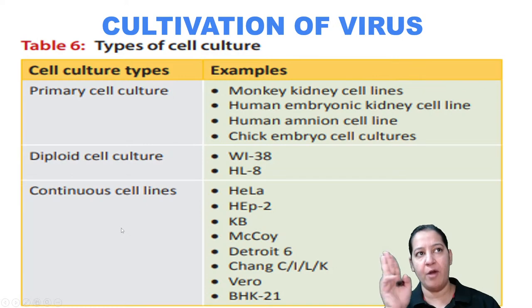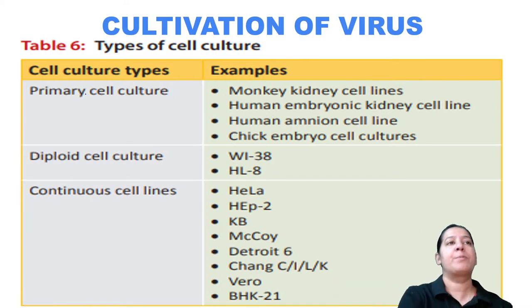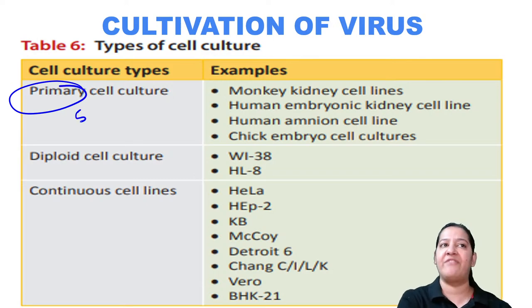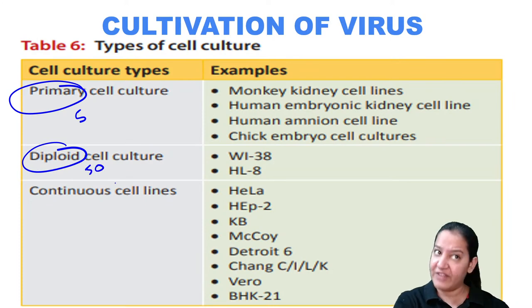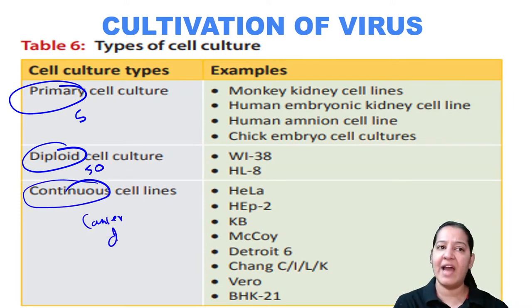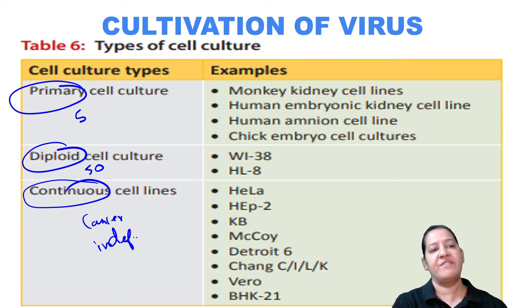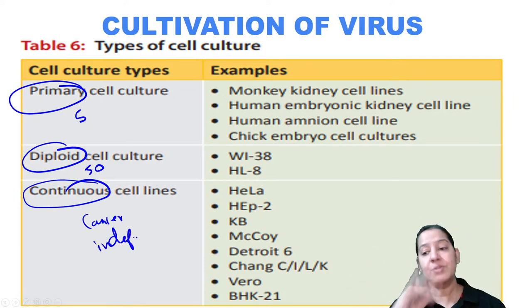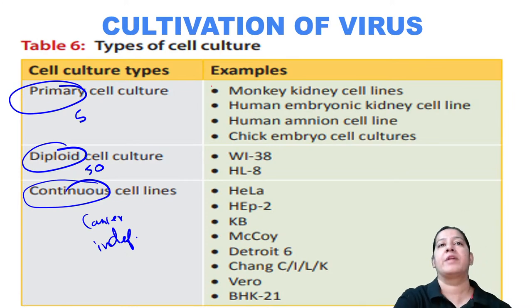The three types of cell cultures. In primary cell culture, the cell will divide for 5 times and die. In diploid cell culture, you use growth factor, so the cell will divide for 50 times and die. In continuous cell culture, you use cancer cells, so they will never die. They are indefinite. They will divide always. So the examples are more important.